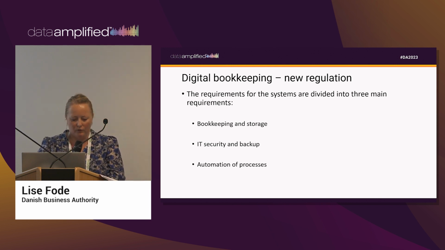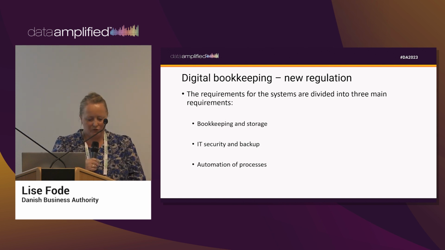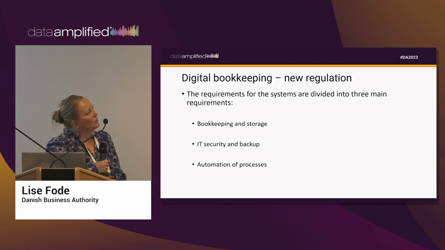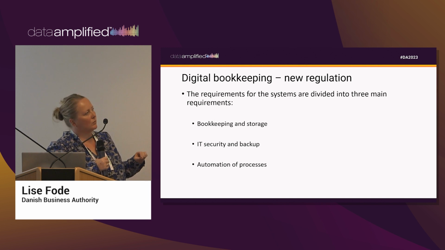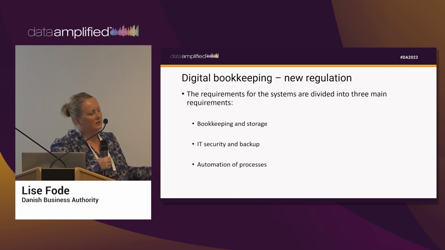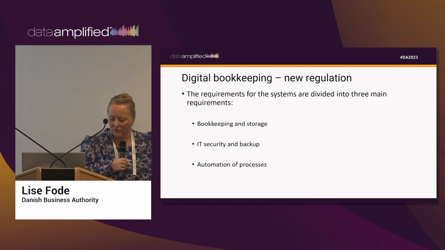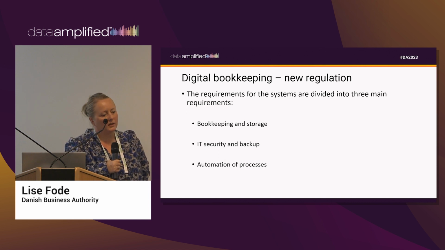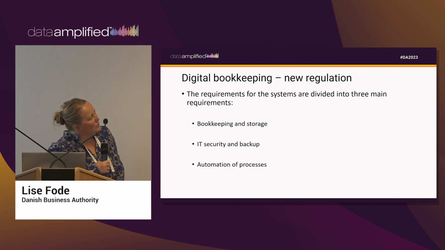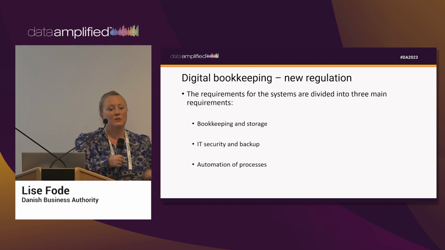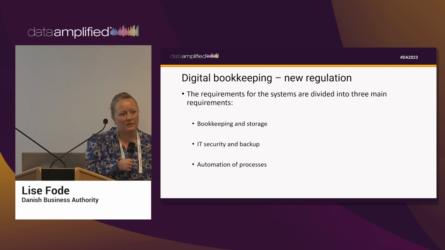So the new regulation is divided into three main requirements. We have bookkeeping and storage. The system must support continuous registration of the company's transactions with an appendix to every registration. And with IT security and backup, the system must have appropriate IT security measures, for example, user and access control and automated backups. And for the last, automation of processes, the system must be able to support e-invoicing and must also support a standard chart of accounts.